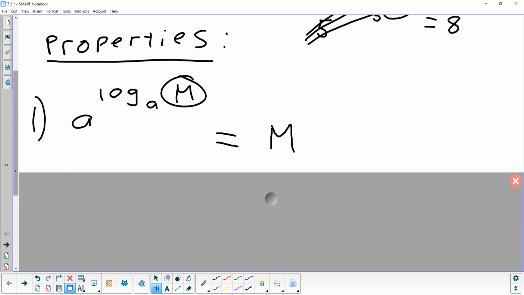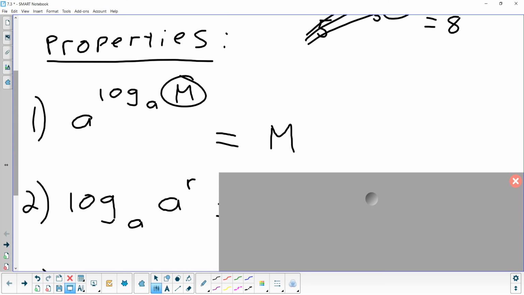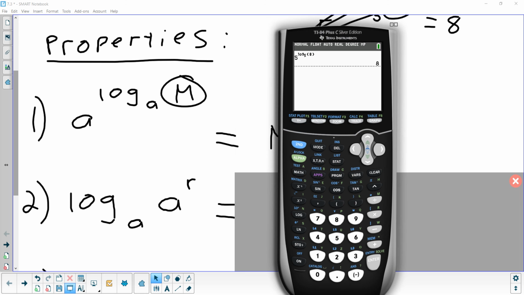All right, let's look at another special pattern that can come up. Log base a of a to the r. Well, let's try it with numbers and see what happens. The key though is with this pattern, these two numbers have to match. So let's do like log base 4 of 4, and I'll pick a power for r. It could be anything. Let's do log base 4 of 4 raised to the, and now we have to pick an exponent.